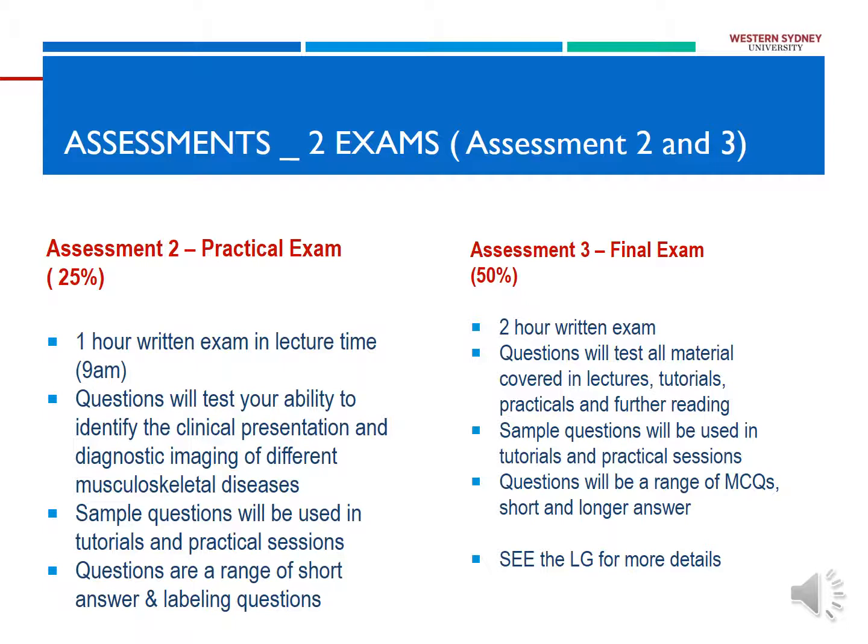In your assessment criteria, you actually have 2 exams, so 1 case study and 2 exams. So assessment 2 is your practical exam. It's worth 25%. Assessment 3 is your final exam, and it is worth 50%. Your practical exam will occur in your lecture time slot at 9 AM on the 29th of August. The formal or final exam will occur in the final exam period.